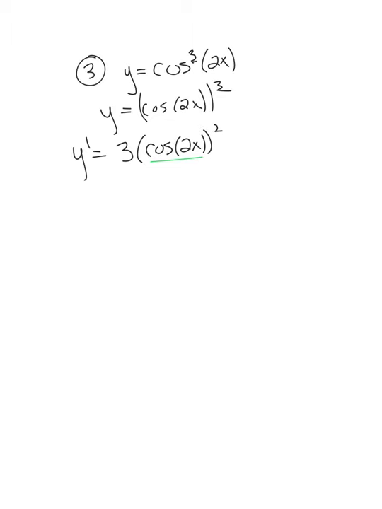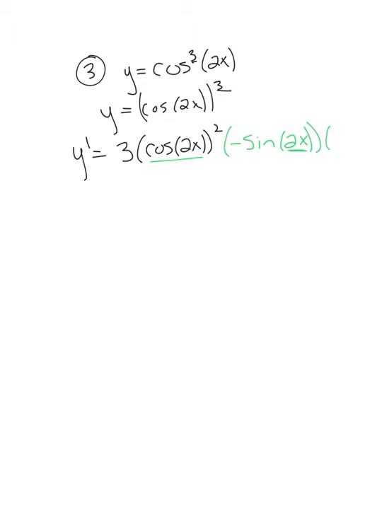So the derivative of just a regular cos of x is a negative sine of x. Now, since I have cos of 2x, this derivative is going to be a negative sine of 2x. But I still need to multiply by the derivative of this bracket. So the derivative of 2x is 2.